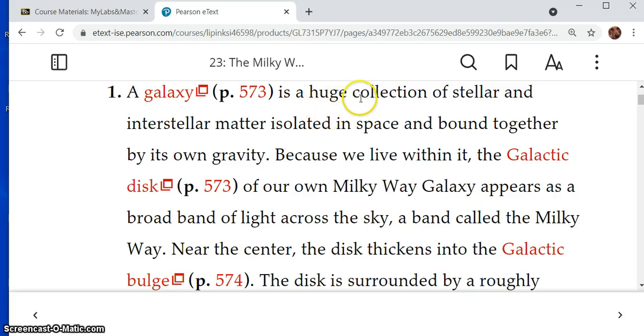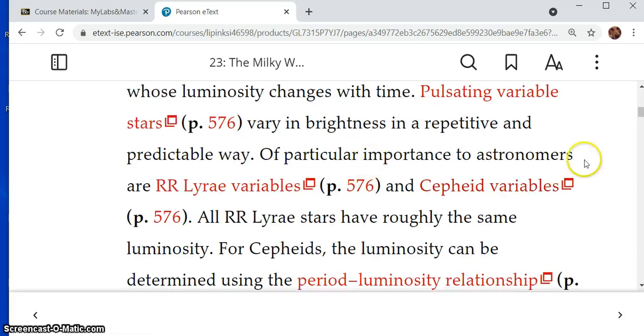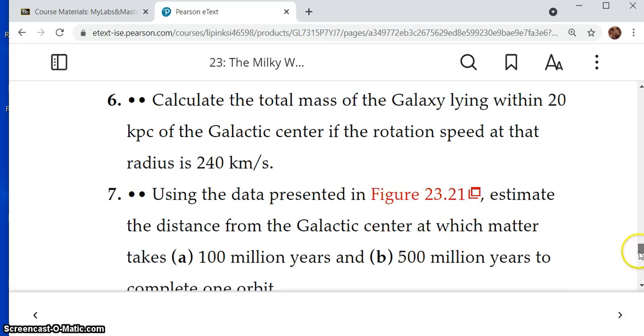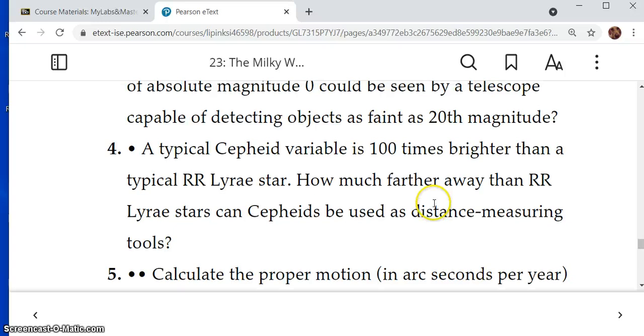Let's see. Sorry, those aren't the problems. This is the review. Here are the problems.